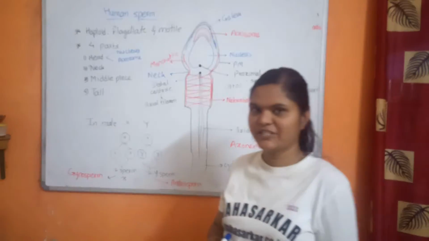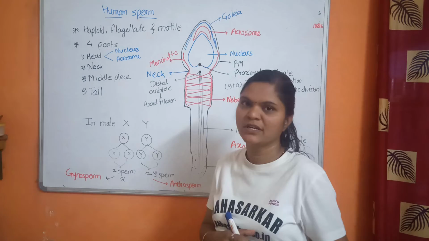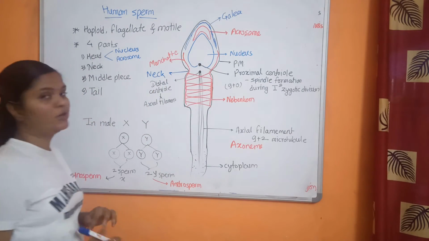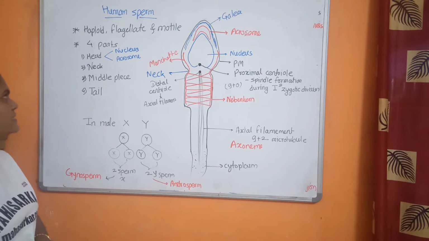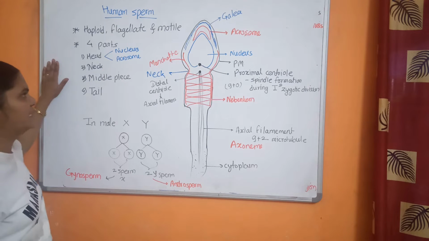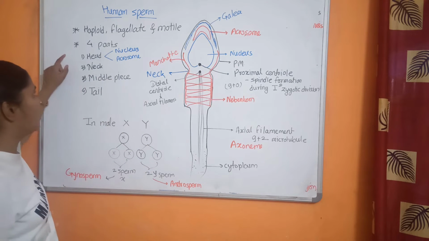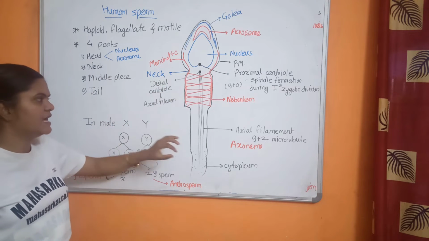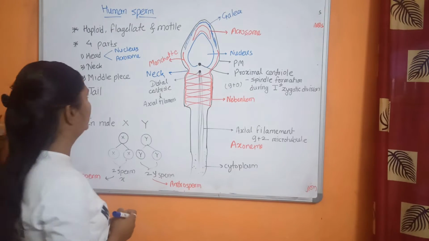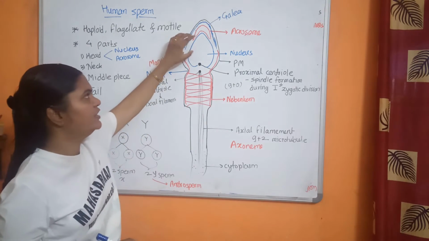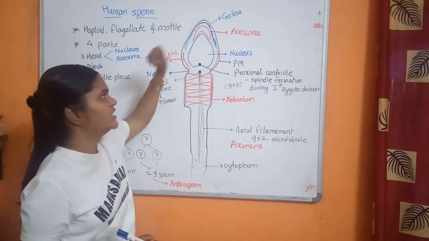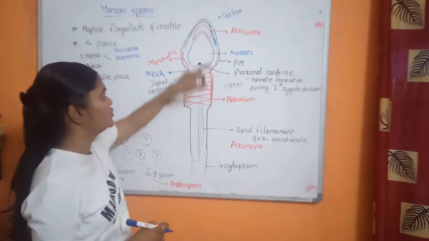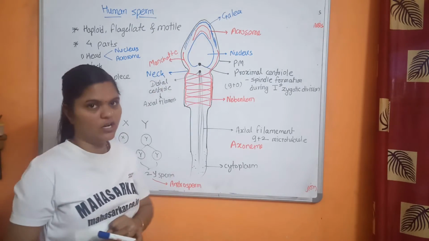Now we discuss the structure of mature human sperms. Sperm cells are haploid, flagellated, motile and microscopic cells. So it is divided basically into four parts: the head part, then the neck part, the middle piece and the tail region. The head part has two main structures, the acrosome and the nucleus. Acrosomes are produced from the Golgi complex.